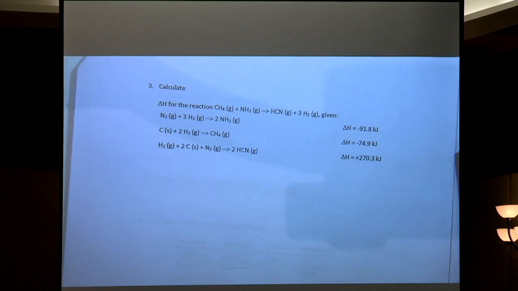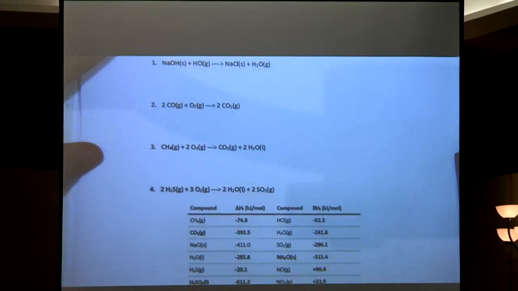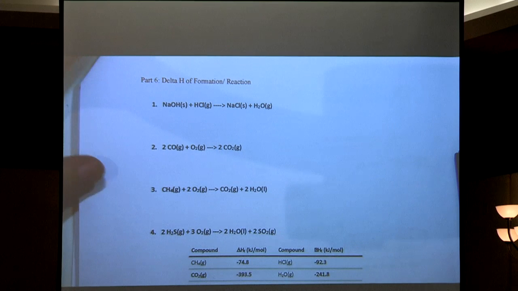All right. So I'm going to go ahead and flip the page. Delta H of formation slash delta H of reaction. This is going to be a pain with that chart. Man.